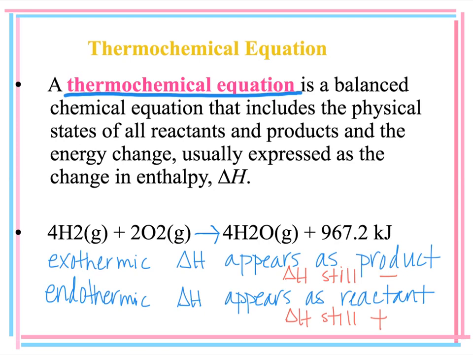If it is an endothermic reaction, the delta H value is still positive, but it's actually going to appear as one of the reactants because we are having to add that energy into the system to get the reaction to happen. And so it will appear as one of the reactants. That gets a little bit confusing for kids, and so you need to make note of that. If it is a product, then if we were to write the delta H value by itself, we would write it as negative. But if that energy appears as a reactant, then when we write that delta H value by itself, we would write it as a positive number.